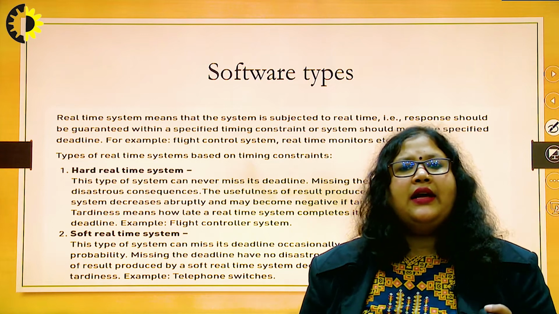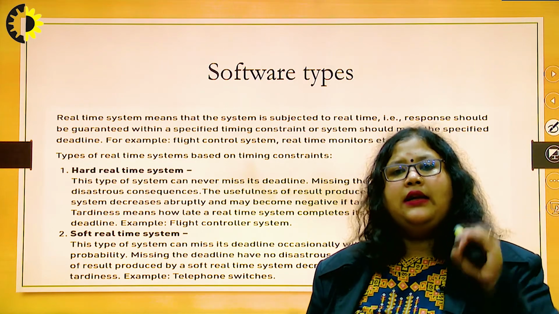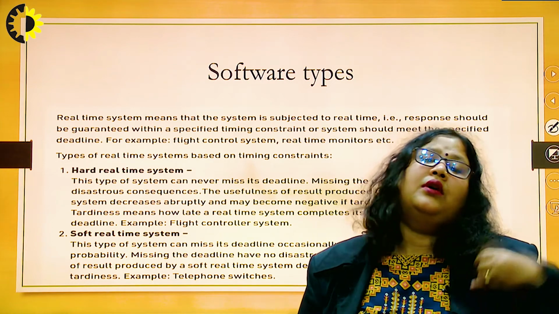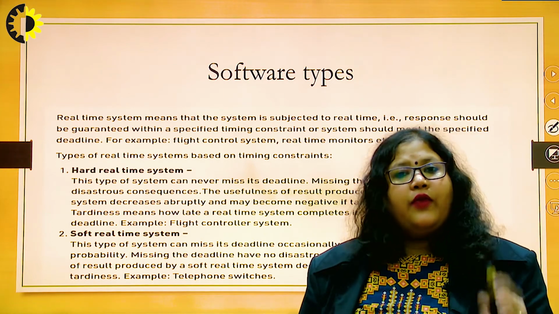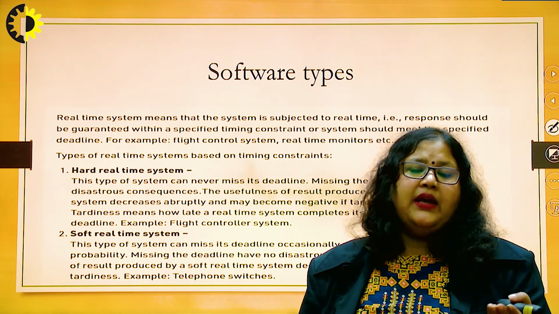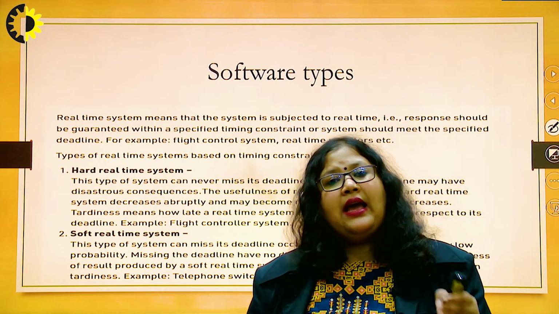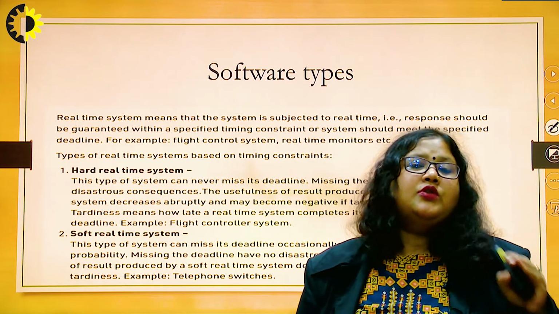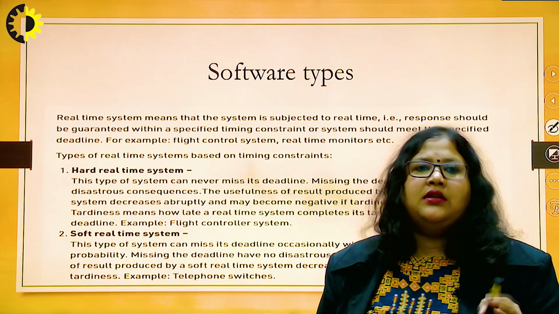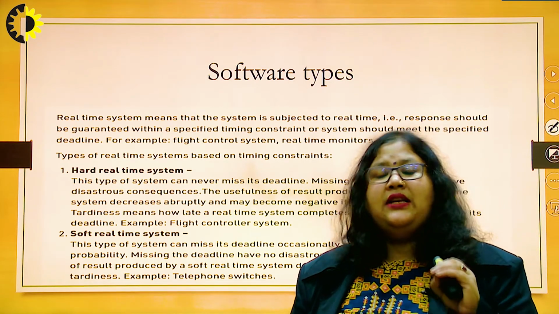So hard real time means we have to define the time, and according to the time we have to display the result. For example, if we launch any space mission or launch any missile, then the time is fixed. So at that particular time we have to launch the missile, or the flight control system. So that is a very defined time.